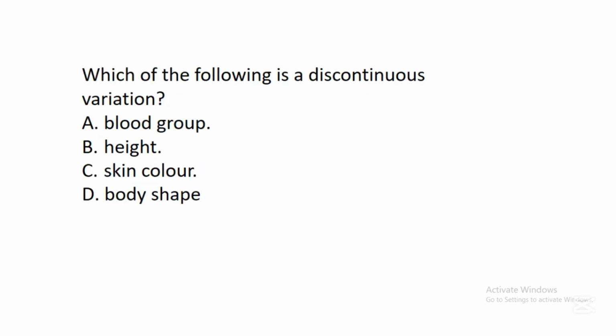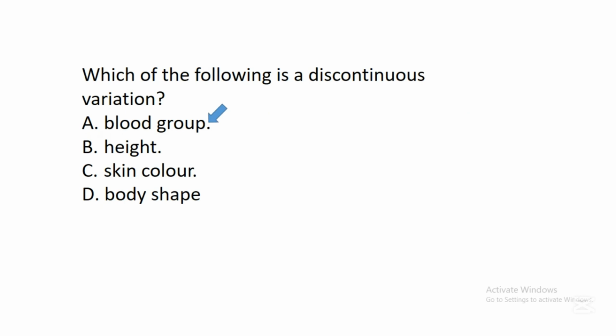The next question says, which of the following is a discontinuous variation? A. Blood group. B. Height. C. Skin color. D. Body shape. In this question, the correct answer is A. Blood group. So there is what we call a discontinuous variation. A discontinuous variation is a variation that does not change gradually as organisms keep on growing.